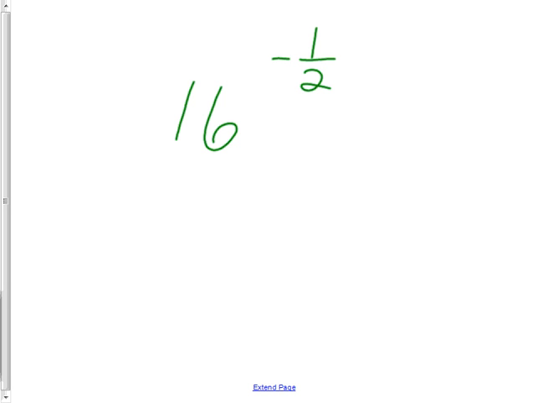Do you notice that none of my answers have ever come out negative? Even though the powers have negatives, the answers don't come out negative. Not when you're using positive bases. Okay. Yes. 14 of you are right.